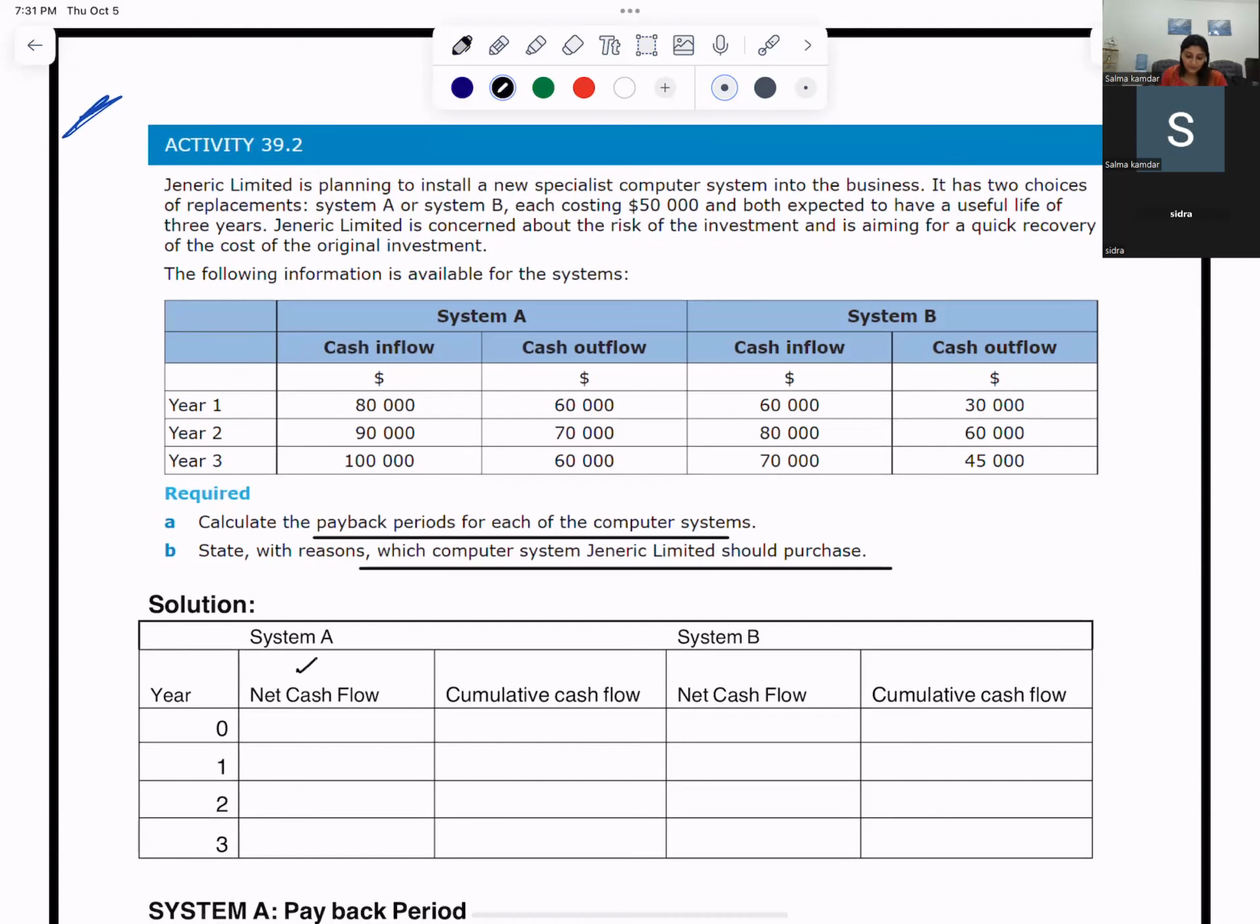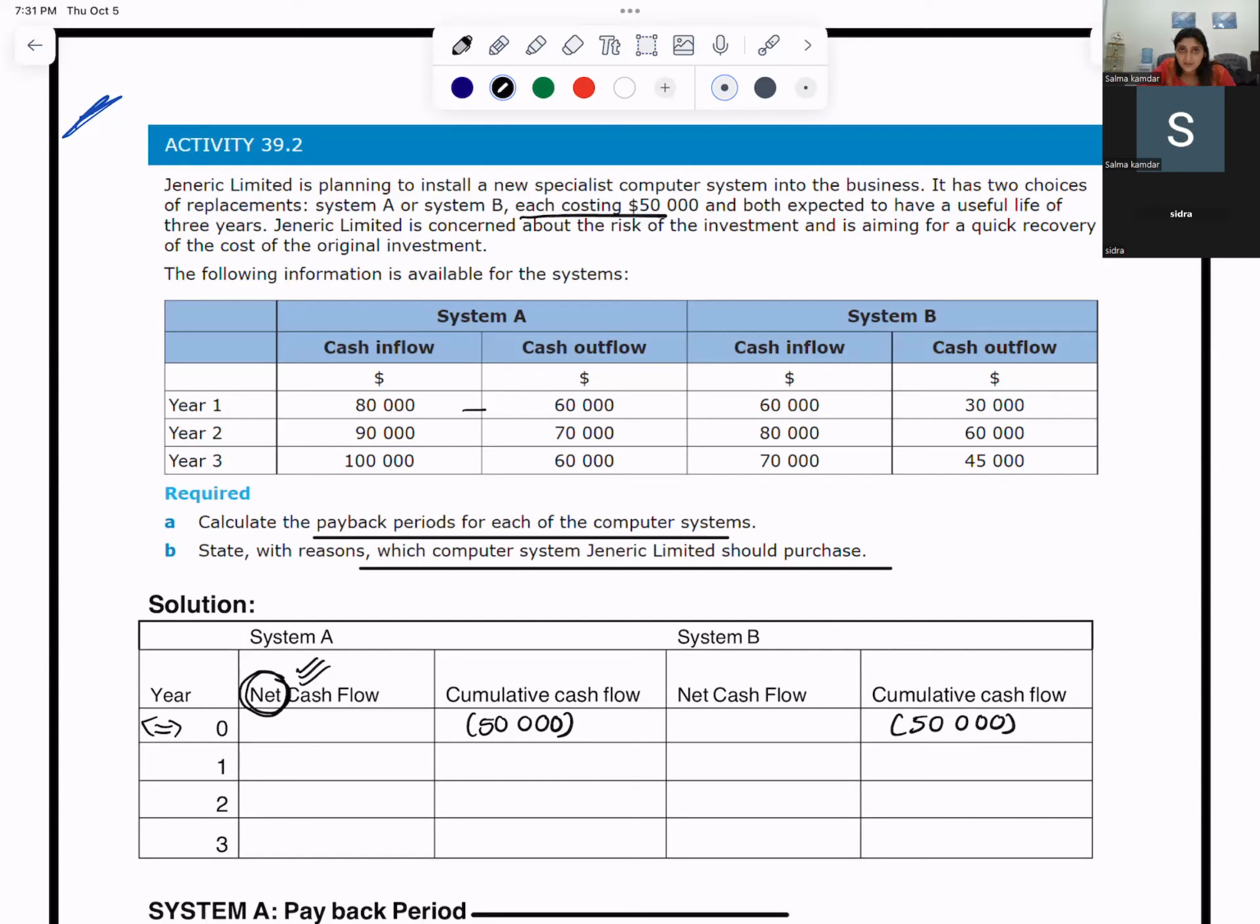Now here you have a column of net cash flow. When they say net cash flow, what are you going to do? Inflow minus outflow. So what is the net cash flow for system A? 20,000. Now are you going to write it directly, or are you going to put the 50,000 in year zero? Why will you put year zero? Because you have to show the cost of your initial investment.